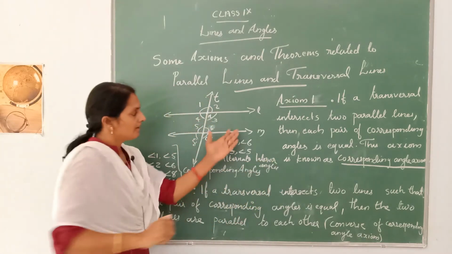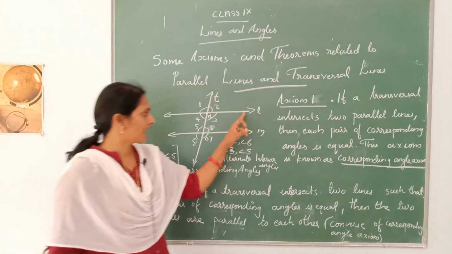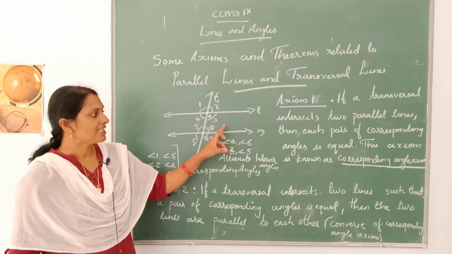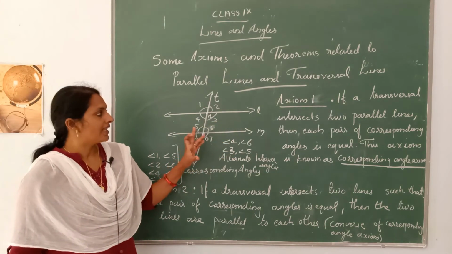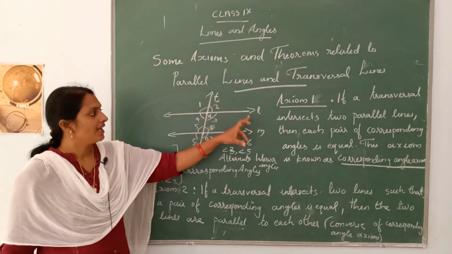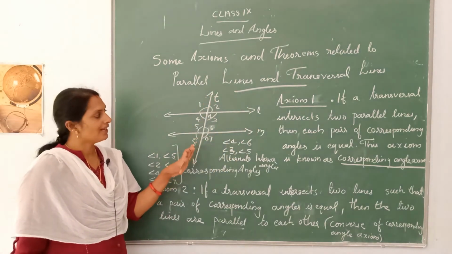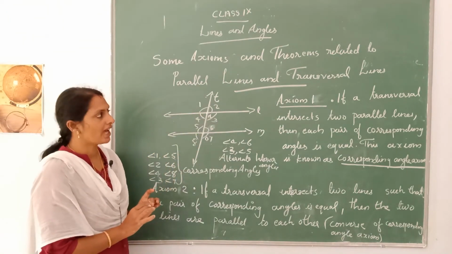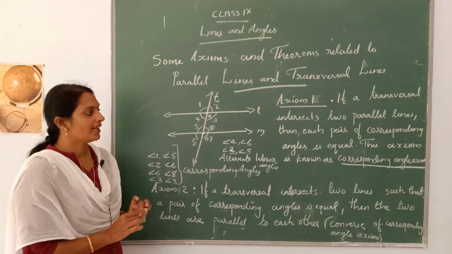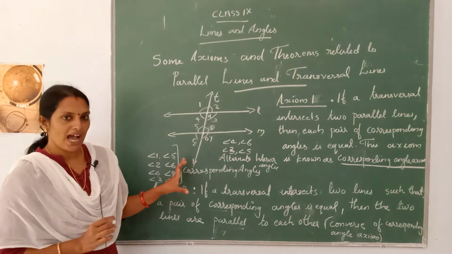Then go back to axiom 1. If a transversal intersects two parallel lines, then each pair of corresponding angles are equal. That is, if a transversal line cuts two parallel lines, the corresponding angles will always be equal. This is axiom 1. The axiom is known as the corresponding angle axiom.